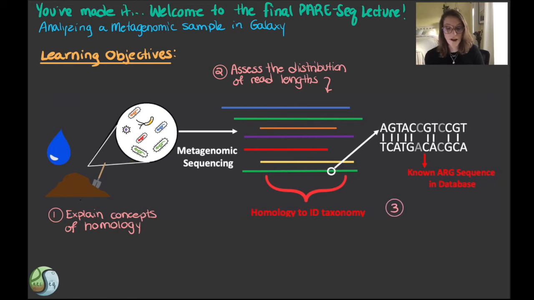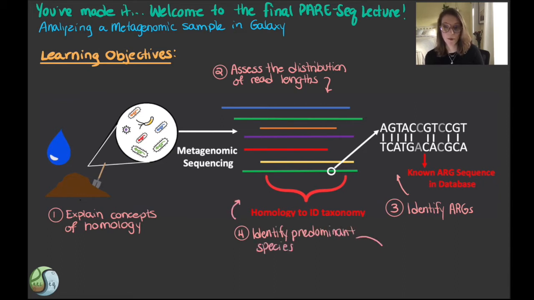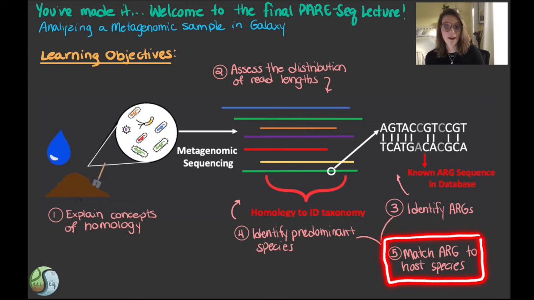2, assess the distribution of read lengths in a metagenomic sample. 3, interpret bioinformatics outputs to identify the antimicrobial resistance genes present in a metagenomic sample. 4th, interpret bioinformatics outputs to identify the predominant species present in a metagenomic sample. And 5th, list the steps required in bioinformatics to identify an antibiotic resistance gene type from an environmental sample and match it to its host species.